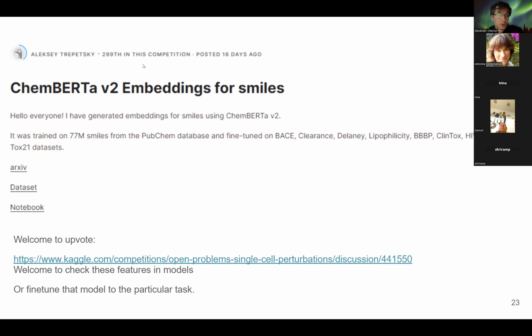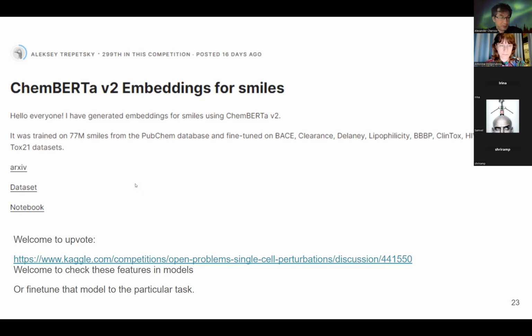So Alexei Trepetsky kindly shared this data set and notebook. In his data set, you already have all these molecules encoded by ChemBERT. They provide some kind of embeddings, vectors. And so we can try to use these embeddings as features, instead of target encoding, or together with target encoders, or together with one-hot encoders. It's one of the interesting ways.